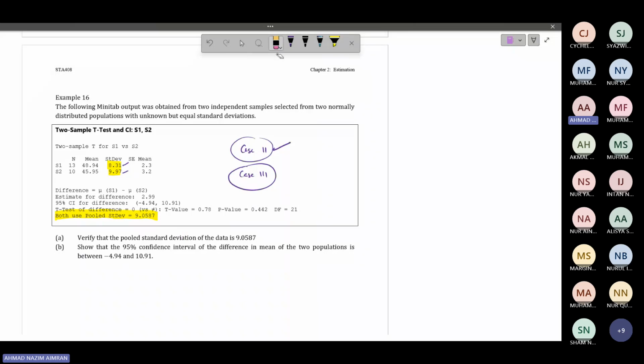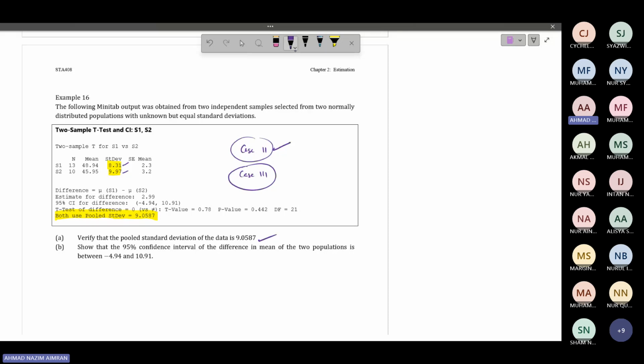Okay, and now let's look at the example. Verify that the pool standard deviation of the data is 9.0587. So you can use the SP formula to calculate the value and prove that it is equal to 9.0587. Ini contoh soalan yang baik tau.